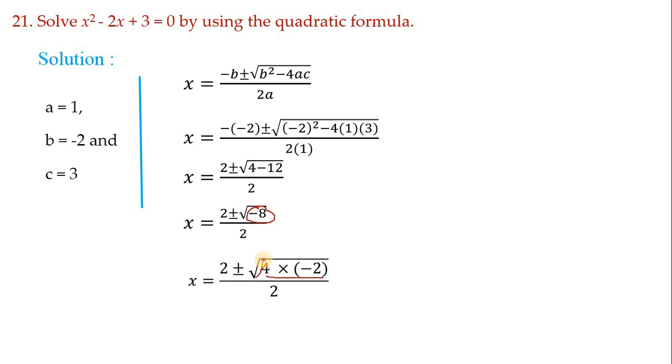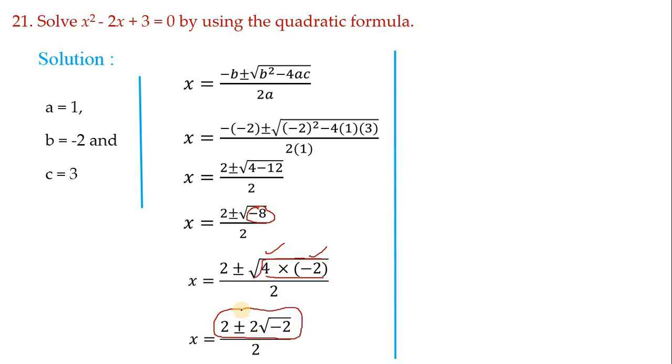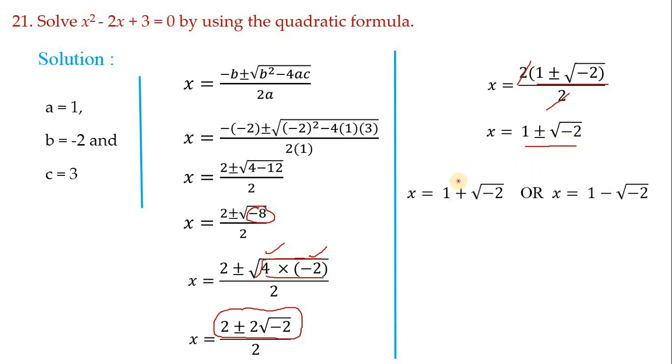Now this root is present for 4. Root 4 means 2. Root minus 2 means root minus 2 itself. As you observe the numerator here, 2 you can take as a common factor. As I took 2 as a common factor, we get this. Here 2 and 2 get cancelled, and finally x equals 1 plus or minus root minus 2. Now write once using the plus sign and once using the minus sign.